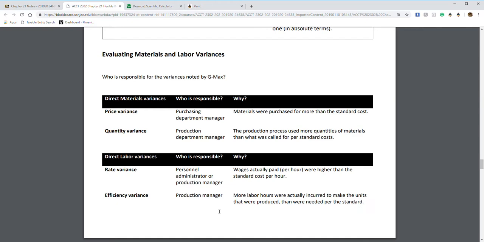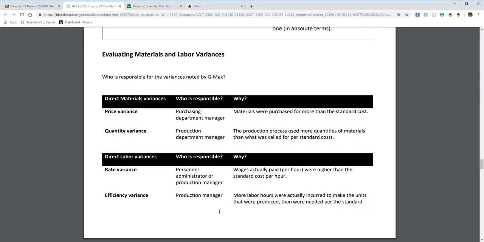And efficiency variance, again, is with production management. More labor hours were actually incurred to make the units that were produced than were needed per the standard. So, if we thought that we needed this many hours, well, what did you do to cut the hours and still make all the products? Does this mean that the products are still good or are they bad? We're going to have to ask.